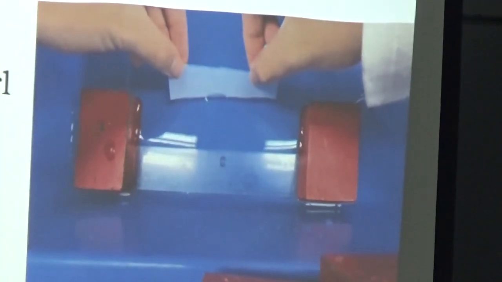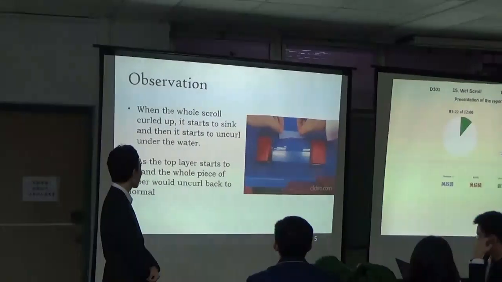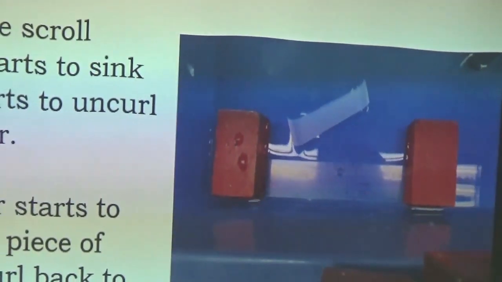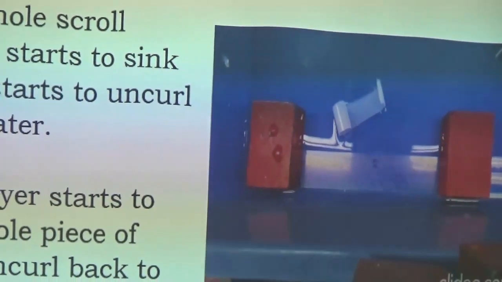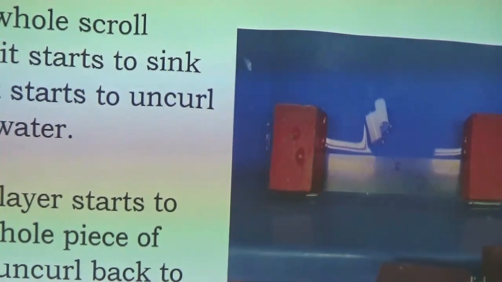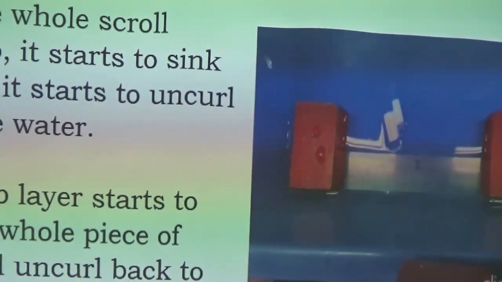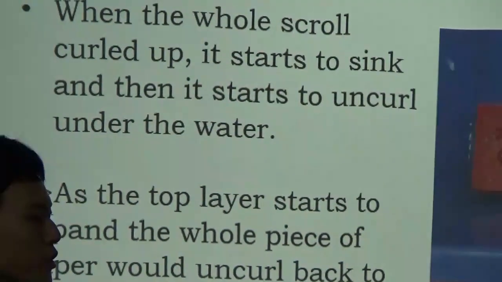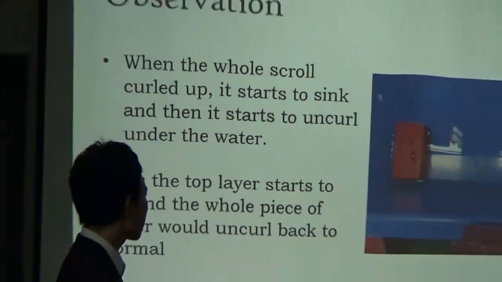Secondly, we can see that when the scroll is curled up, it starts to sink into the water, and then it starts to uncurl under the water slowly. Our reasoning behind that is we think that as the top layer starts to expand, the whole piece of paper will start to uncurl back to its normal expanded state.